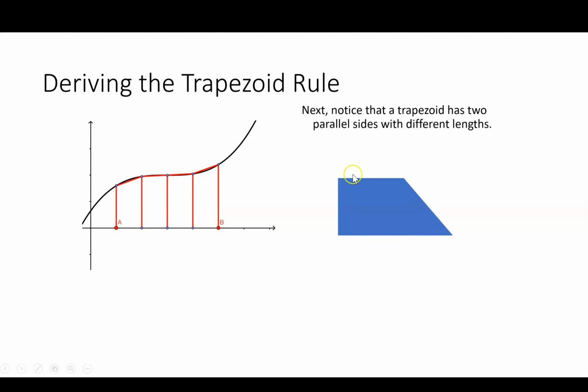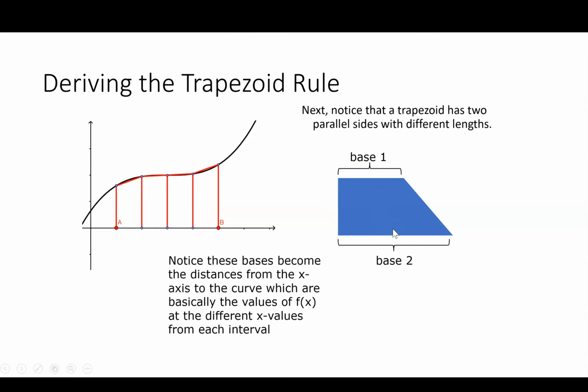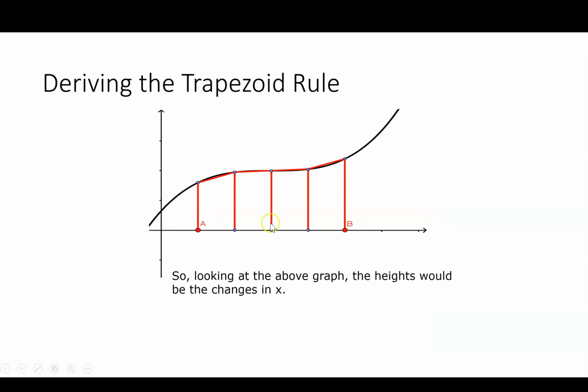Additionally, these parallel sides that each trapezoid has, which normally were bases, normally were thought of as these horizontal lengths. Well, because we're flipping them sideways, those so-called bases are now these vertical heights right here, going from the x-axis to the curve. So they're basically the values of f of x evaluated at each of these different x values of your subintervals. Looking at this graph above, with my 4 trapezoids, the heights would be the changes in x between each of these in-between endpoints of my subintervals.